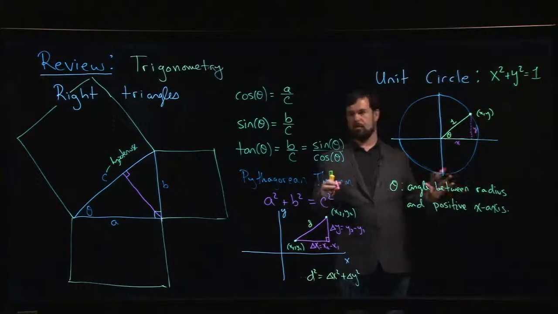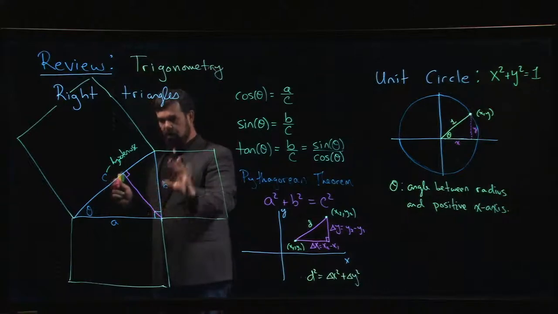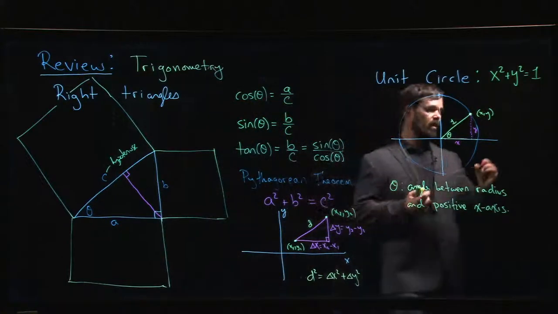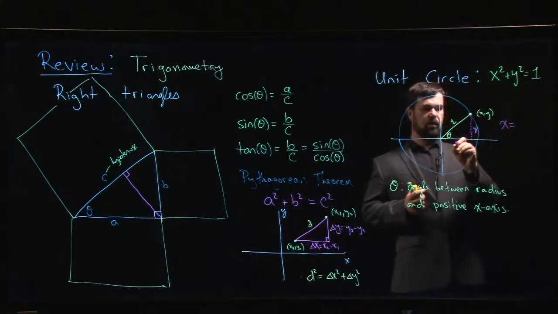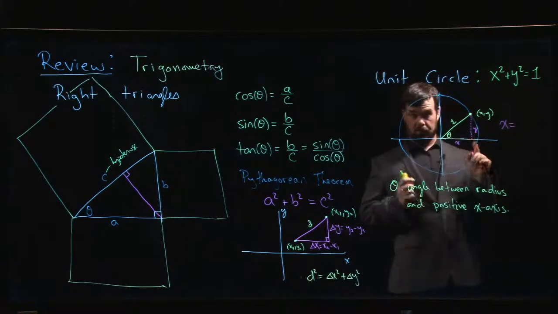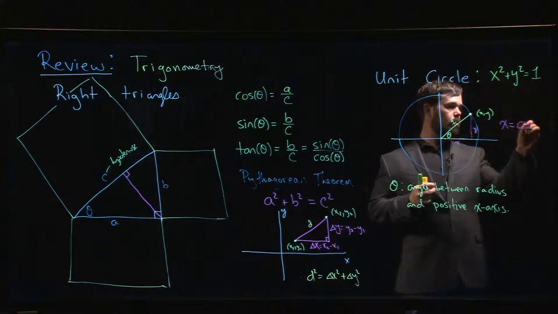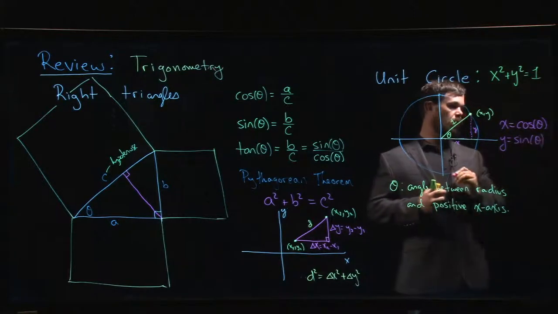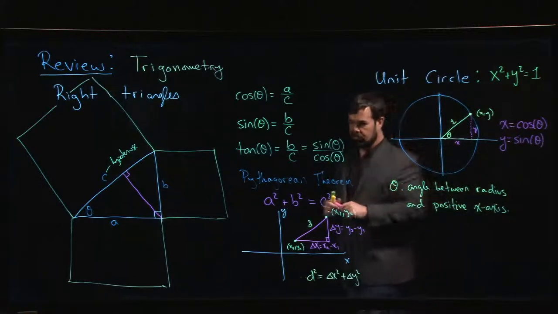And so if you refer back to how we define sine, cos, tan in this context here, sine and cosine in particular, as these ratios of side lengths, well, then right away you can see that x is the adjacent side, right? Adjacent over hypotenuse, which is just 1. So x over 1 is cos theta. Y, opposite over hypotenuse, is sine theta, right?